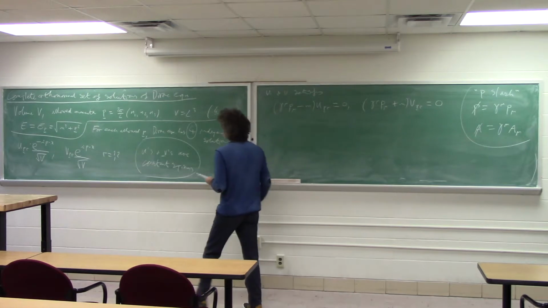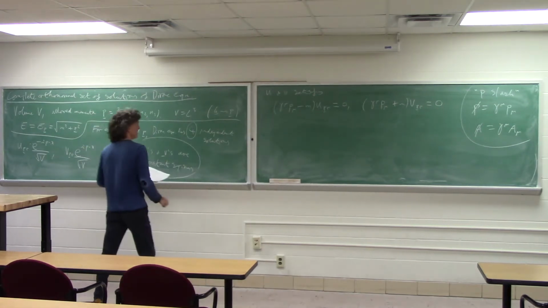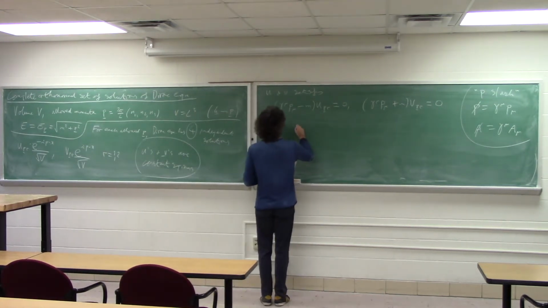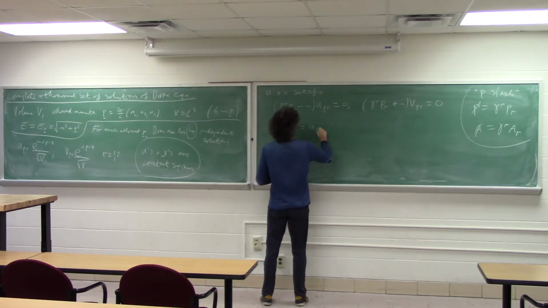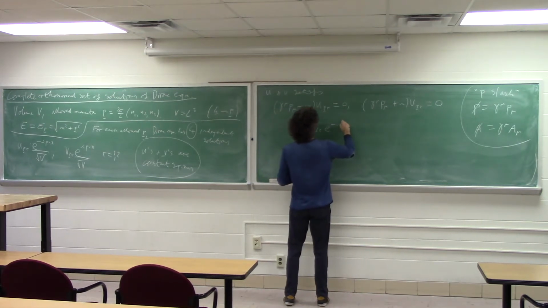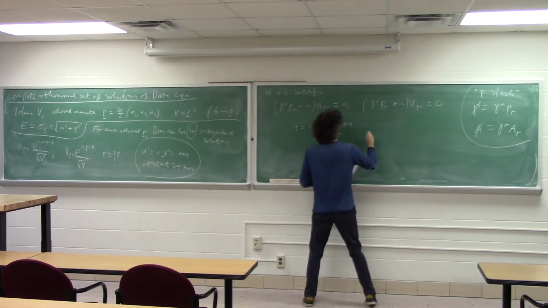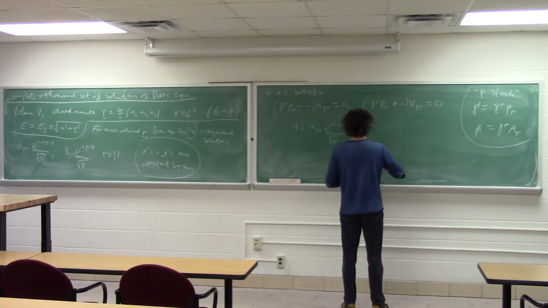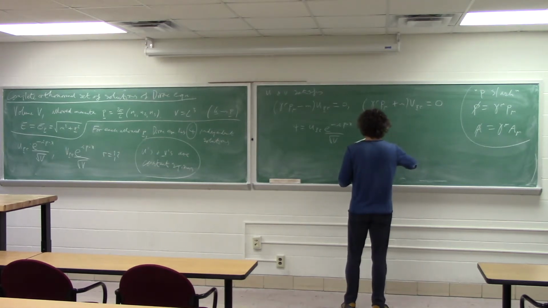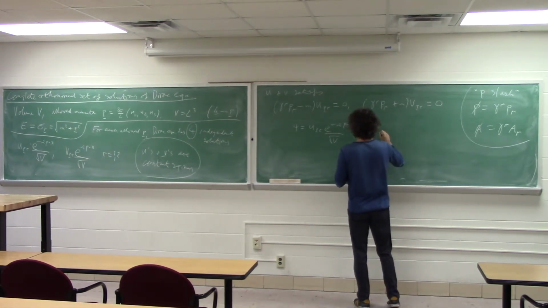Anyway, why do they satisfy this? Well, clearly, if I assume that psi is, for instance, u_p^r e to the minus i p dot x over root V, and I substitute into the Dirac equation, it has to be a solution.